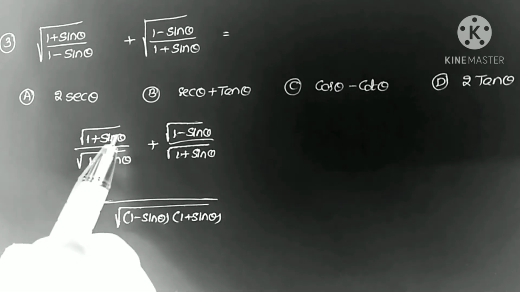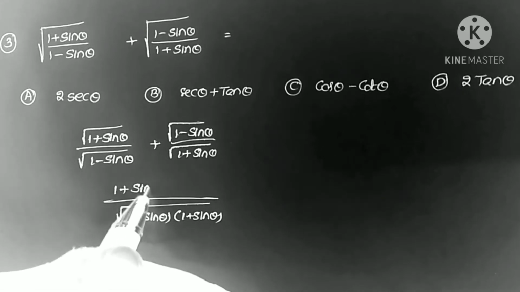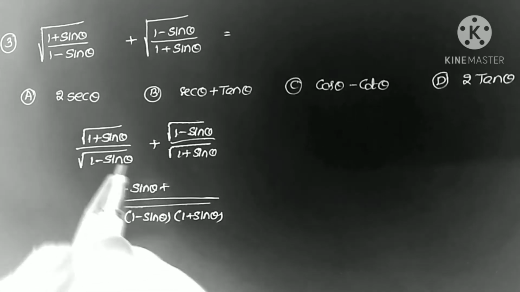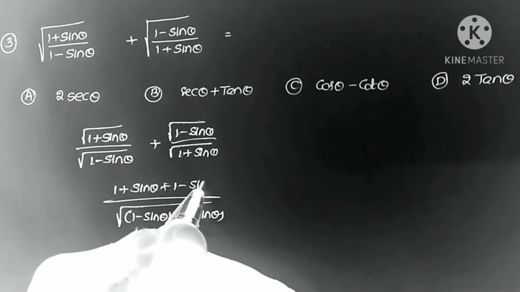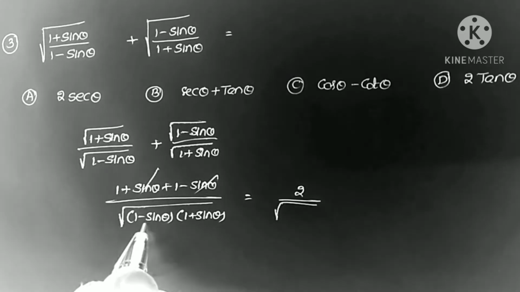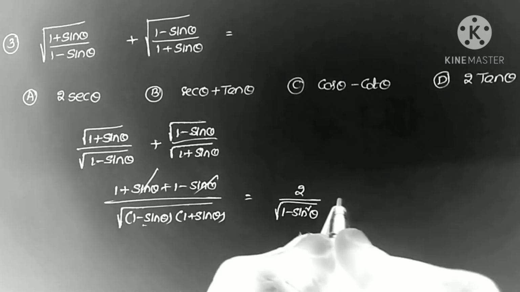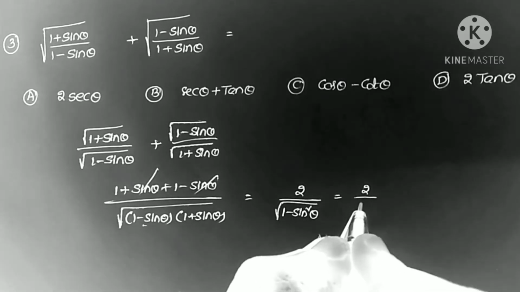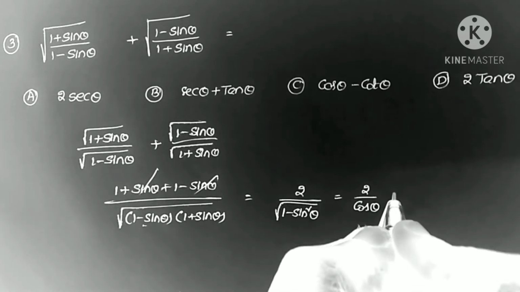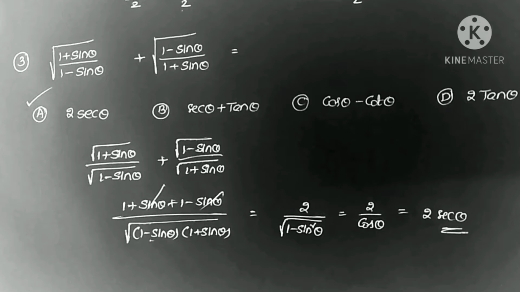What is the first value? Root (1 plus sin theta) into root (1 plus sin theta) is 1 plus sin theta, plus root (1 minus sin theta) into root (1 minus sin theta), 1 minus sin theta. Now this is equal to 2 by (1 plus sin theta) into (1 minus sin theta), a plus b into a minus b, 1 minus sin square theta. But root of (1 minus sin square theta) is equal to cos theta, 2 by cos theta, that is 2 secant theta. That is the first option.